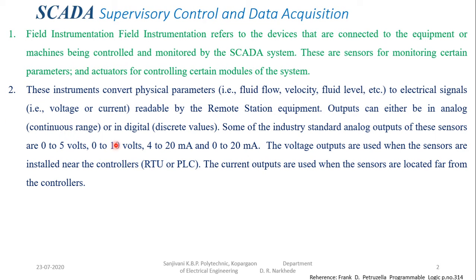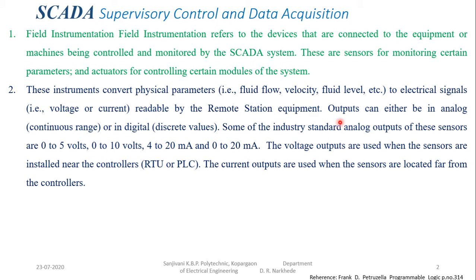These analog signals can be converted into 0 to 10 volt, 0 to 5 volt, 4 to 20 milliampere, or 0 to 20 milliampere signals. The next type of signal is called a digital signal. It has only two values, either 0 or 1, meaning voltage is available or voltage is not available. But a continuous or analog signal has a continuous range of values, and these change over the period of time.